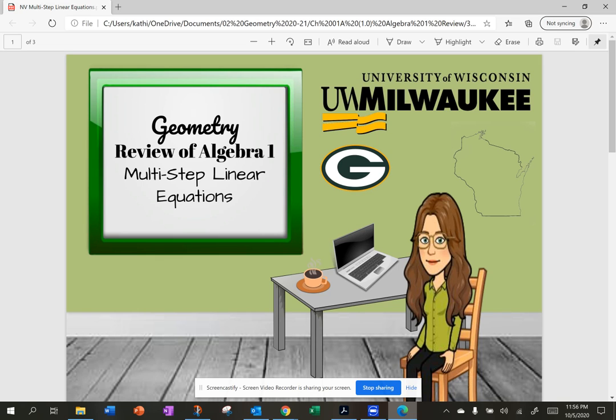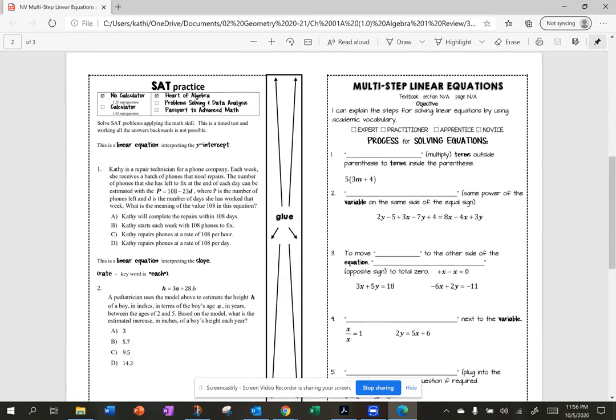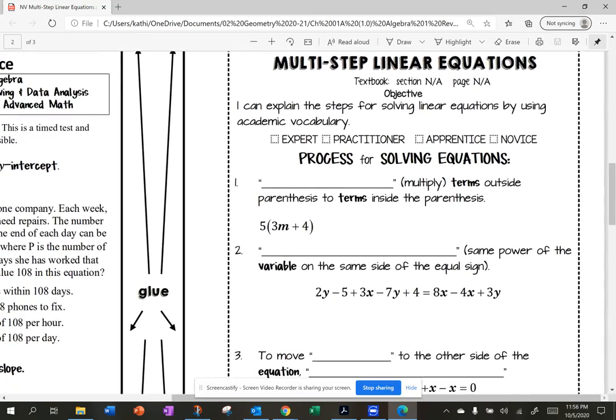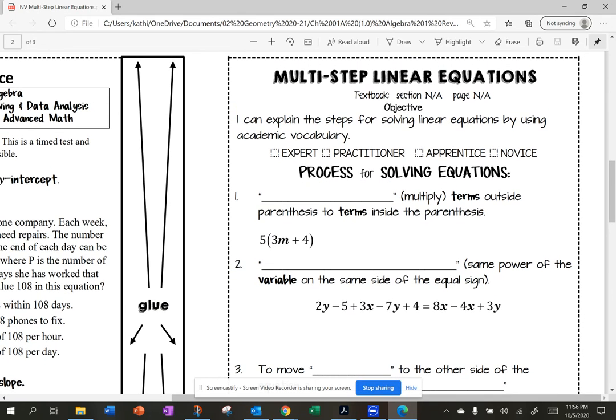Today's lesson is solving multi-step linear equations. My learning objective is I can explain the steps for solving linear equations by using academic vocabulary.